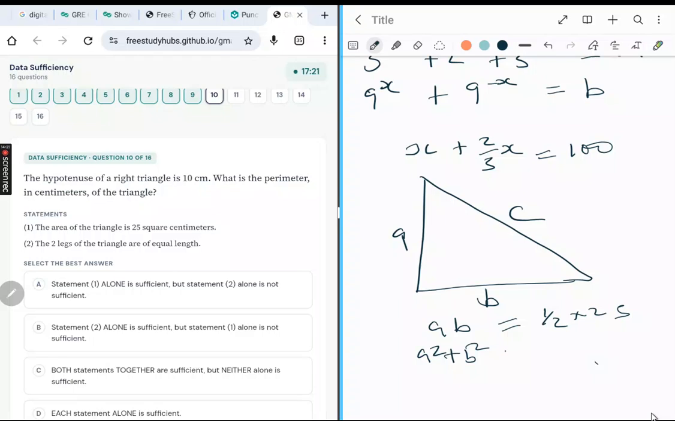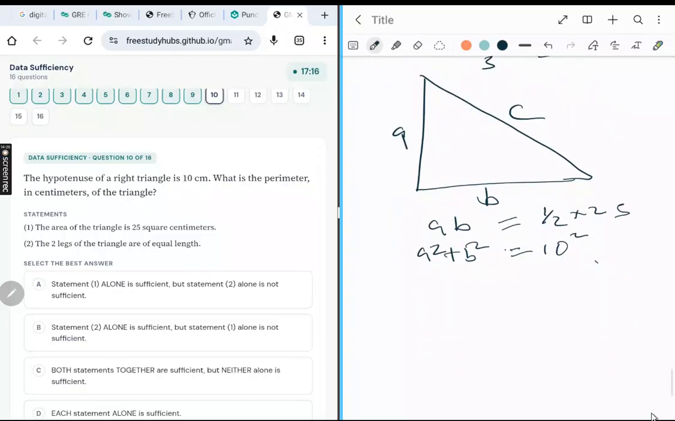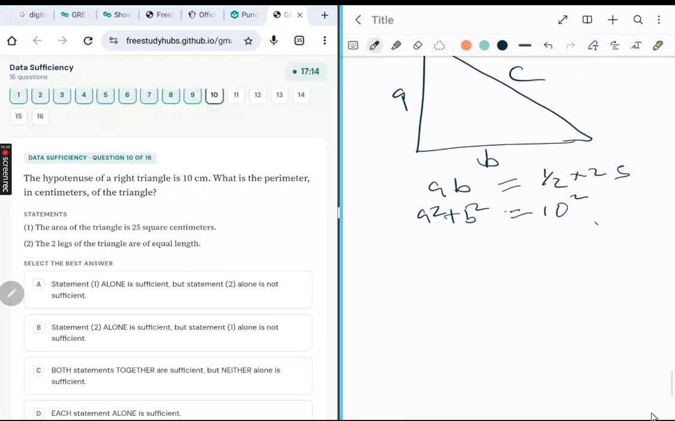But we also know that A squared plus B squared equals 10 squared. So we can now solve. That is sufficient. The two legs of the triangle are of equal length. That means if they're equal length, that is 45, 45, 90. So when we know the hypotenuse is 10, here is 10 root 2, and here is 10 root 2, which we can now use to find the perimeter.